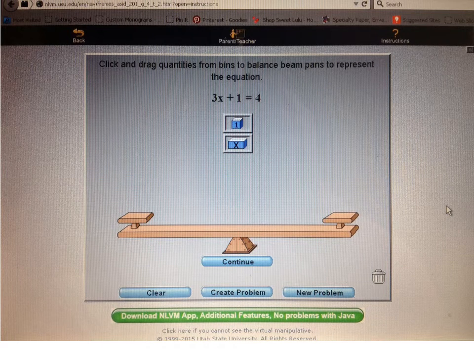Here's what that seesaw looks like. Here's the x block, so they would have to add 1, 2, 3 x blocks in and 1 unit block here, and then on the right side, this acts as the equal sign. Then on the right side of the equation, they'll have to add 4 blocks here.